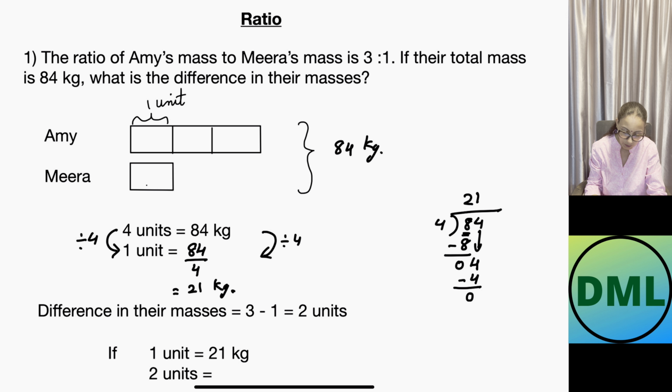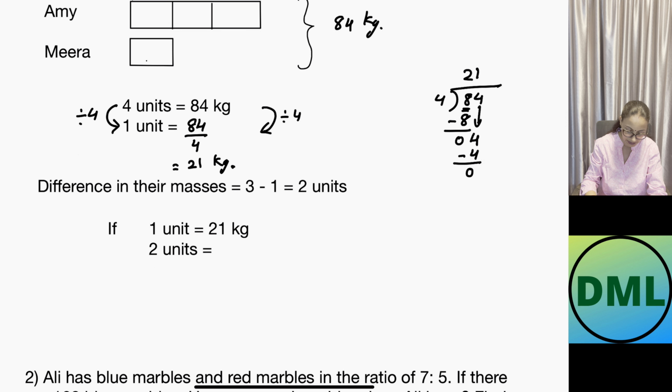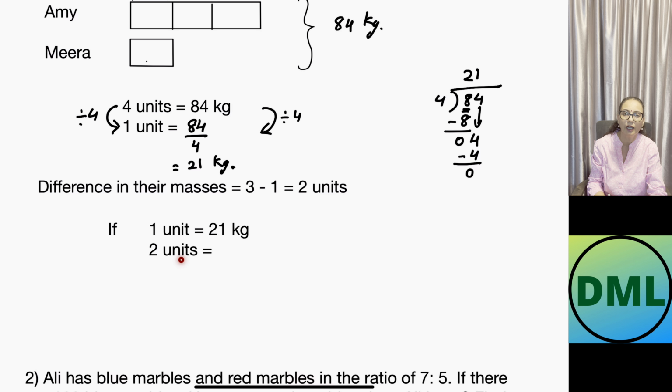He asked you what is the difference in their masses. Can you see the difference here? How much is the difference between their masses in the ratio form? 2 units, right? 2 units is the difference. I need to calculate the answer for 2 units. What is the difference between their masses? 1 unit is equal to 21 kgs. Then 2 units will be how much? How do you reach from 1 to 2?